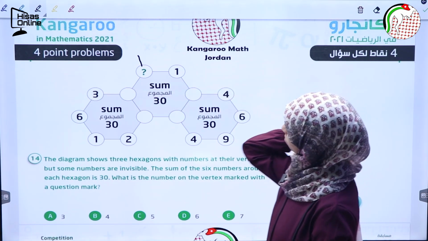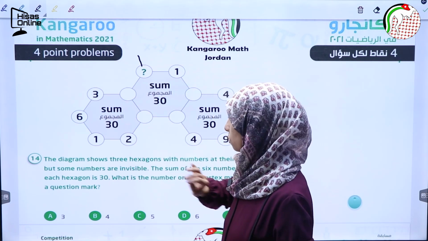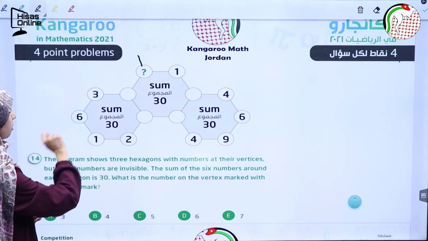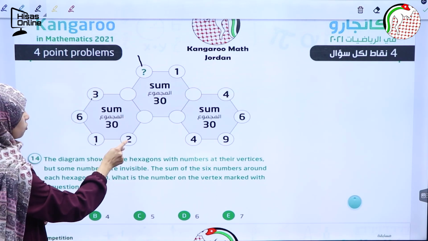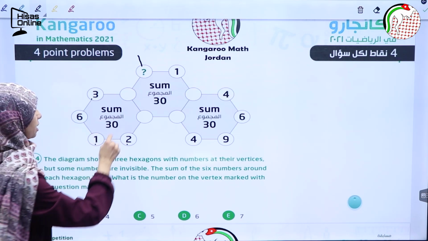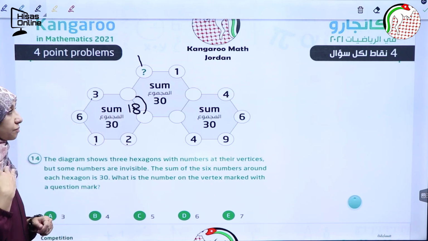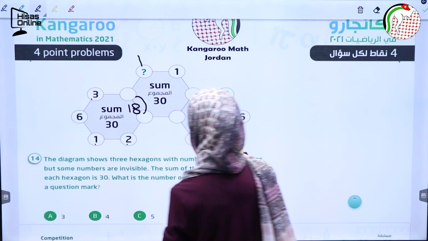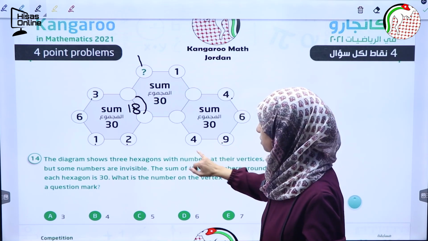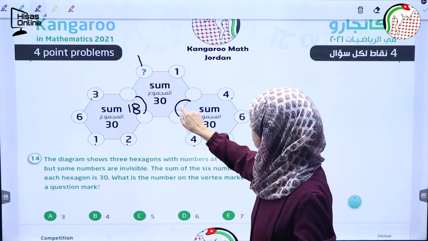Now, they said that the sum is, so I do care about the sum and focus on the sum. Let's see the sum here. It's 30, 30, 30. Now let's add the numbers. This is 9, 10, 12. How much do I need to reach 30? This is 18. So those together, 18. Moving to the other hexagon. 10, 19, and 23. How much to reach 30?